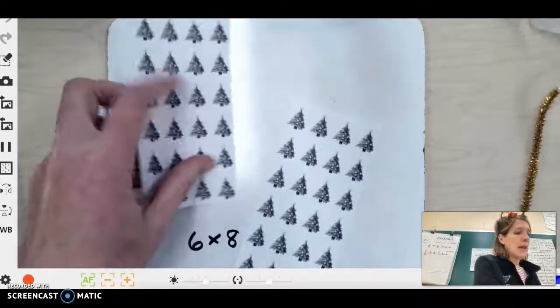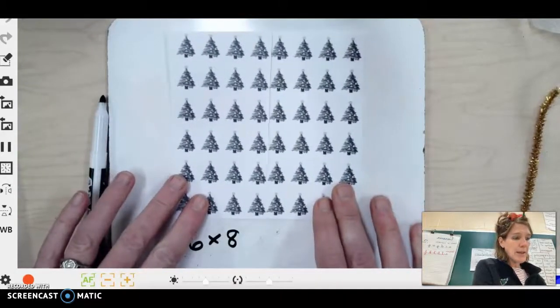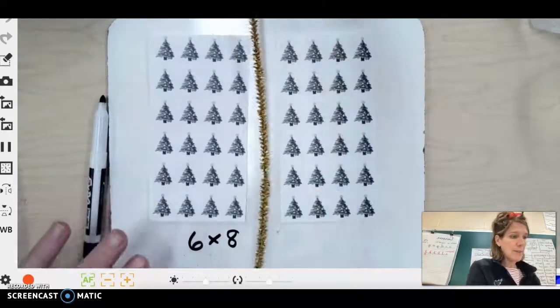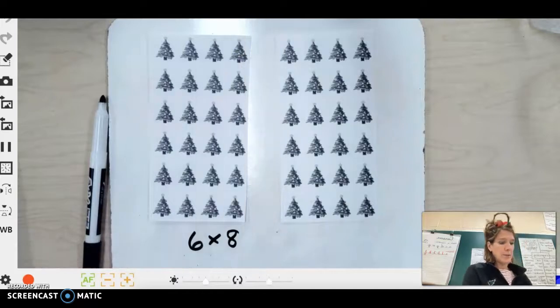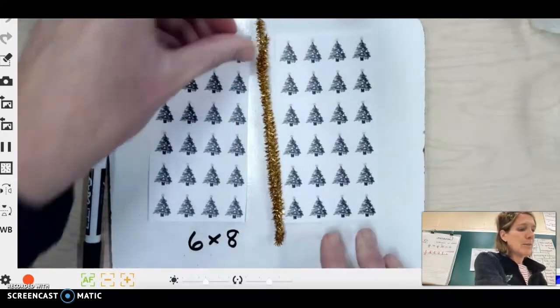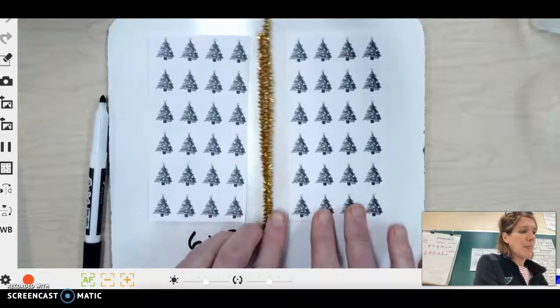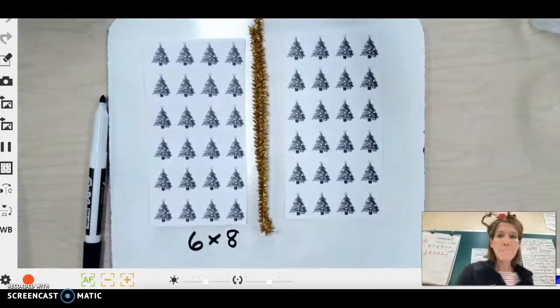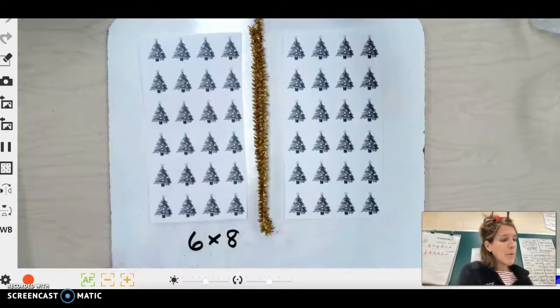Okay, so I'm going to break my array. Here was my big array, 6 times 8, and I'm going to break my array into 2 pieces. This is going to be too long, isn't it? So let me just fold this. I'm going to break it into this array and this array. All right. I broke my 8 into, ready?